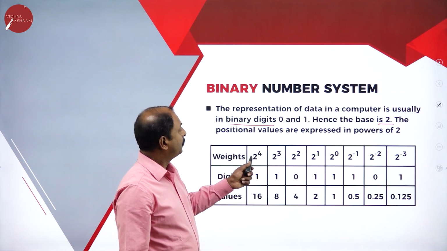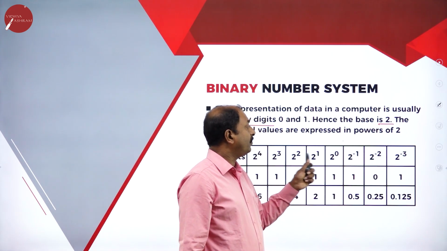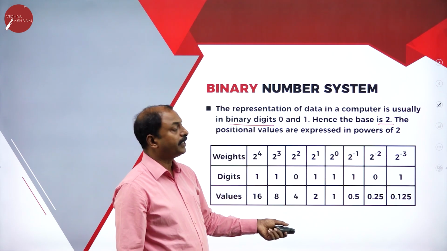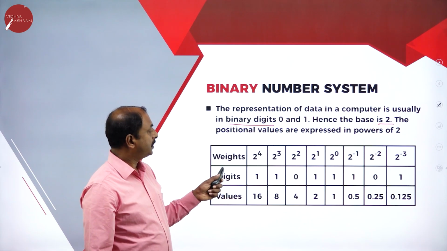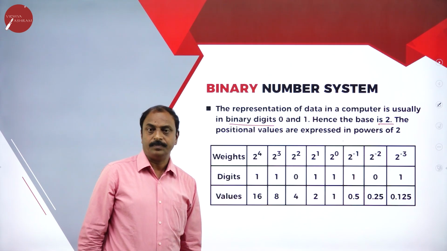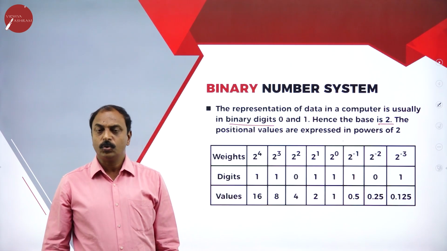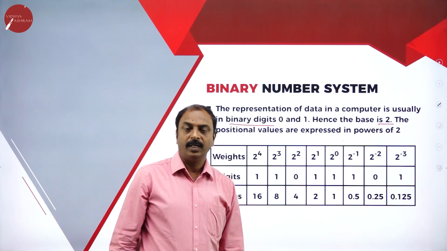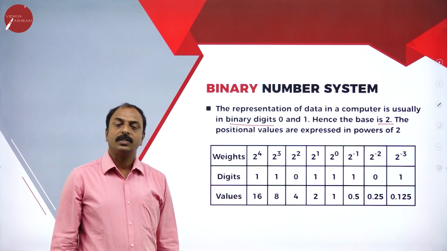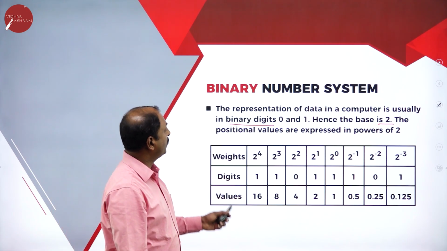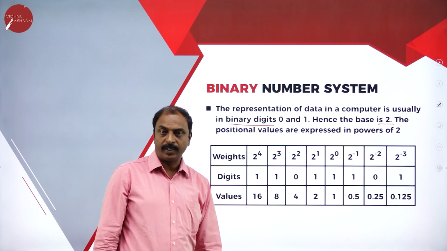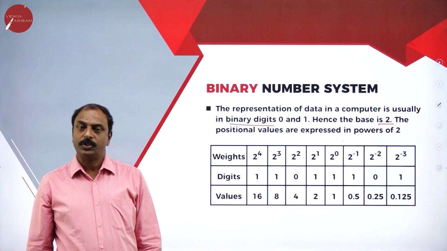These are all the positional values, which we express as 2 to the power of x. So this is the binary number system. Base is 2. There are two digits, zeros and 1. All the values or numbers in data are represented with the help of only these two digits, or with a combination of zeros and 1.